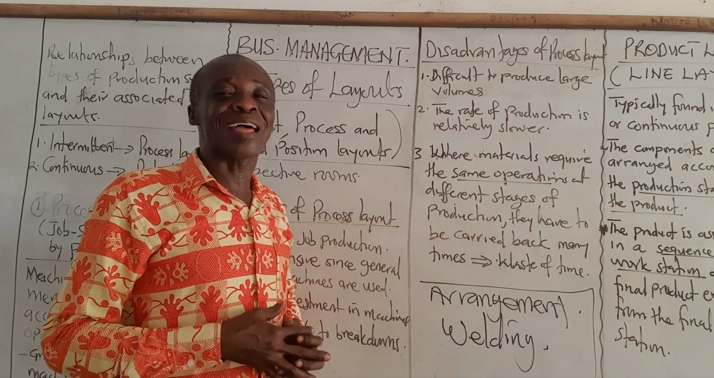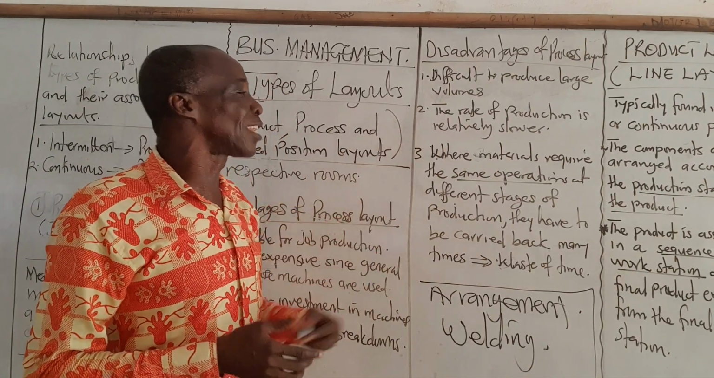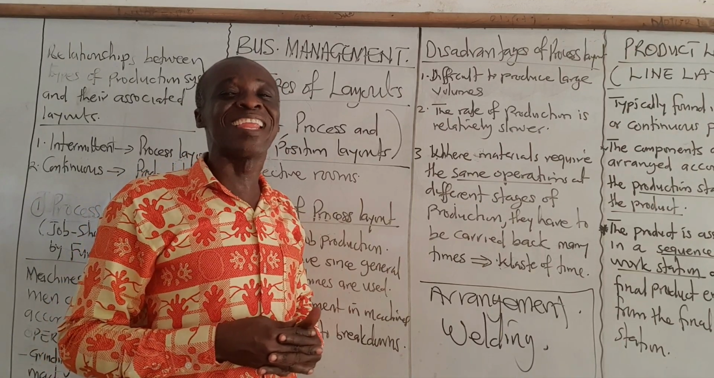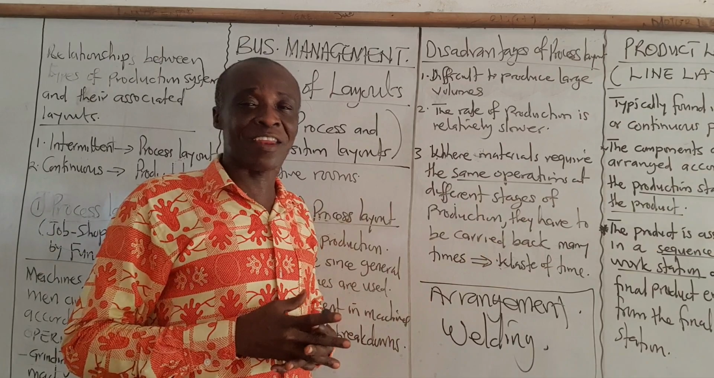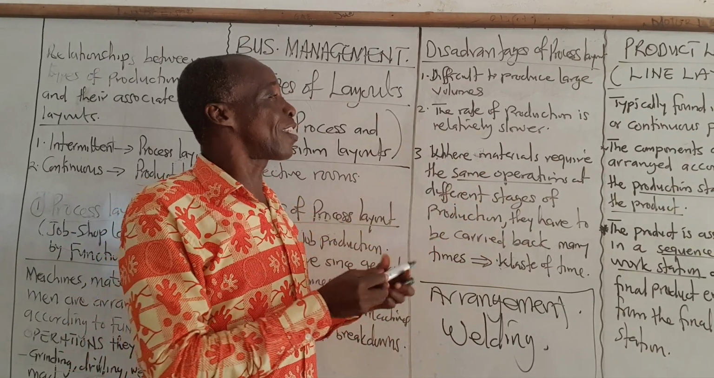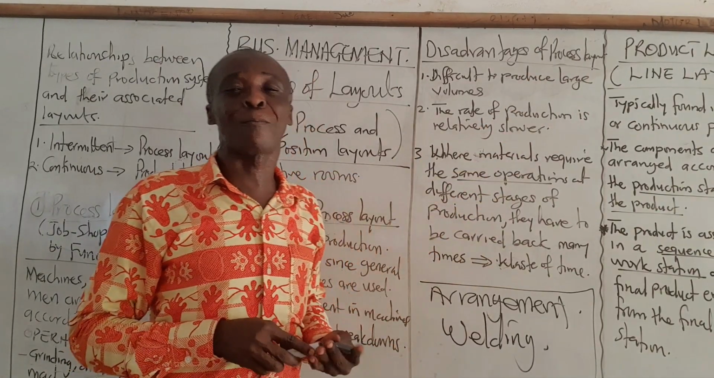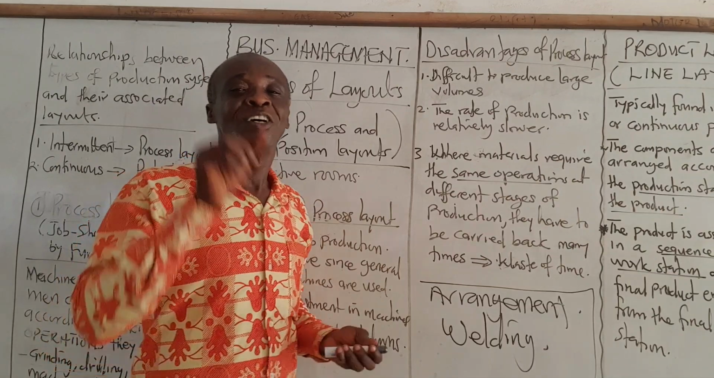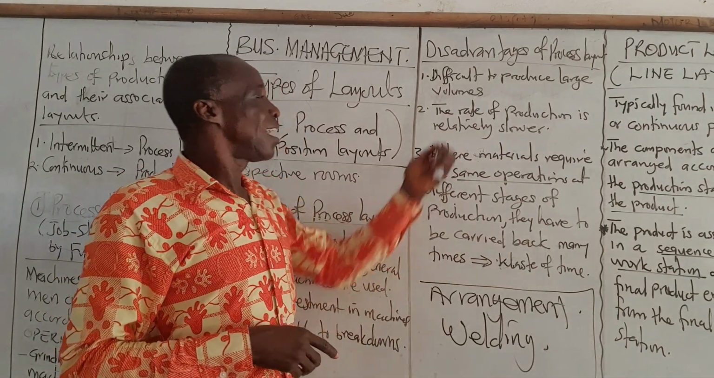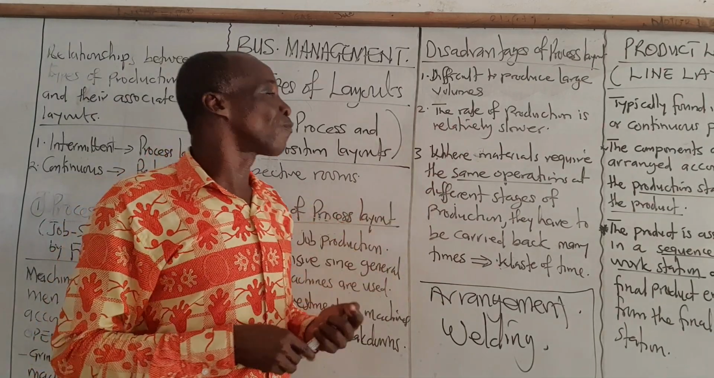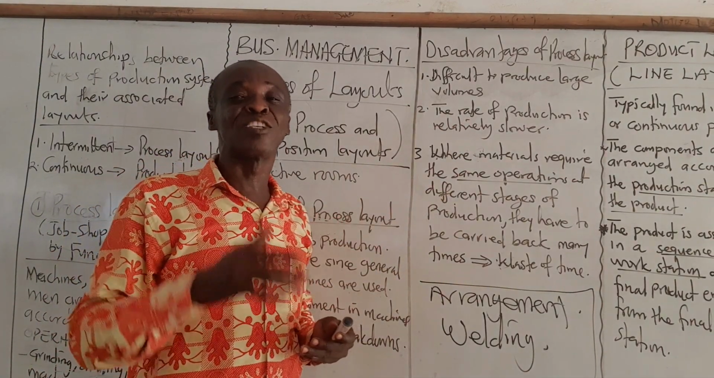The second disadvantage is very simple. The rate of production is relatively slower. So when you say relative, it means you are comparing. And here, what are you comparing the process layout with? You are comparing the process layout with the product layout. And you are looking at the rate of production is relatively slower.